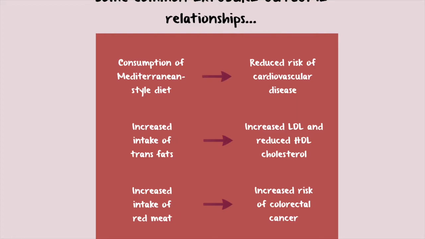Foods commonly consumed as a part of a Mediterranean-style diet, such as fish, nuts and oils, fruits and vegetables, the exposure, have been associated with a reduced risk of cardiovascular disease, the outcome. In contrast, higher intakes of trans fats, the exposure, is associated with increased LDL or bad cholesterol and reduced HDL, good cholesterol, being the outcome. And finally, increased intake of red meat is associated with an increased risk of colorectal cancer.